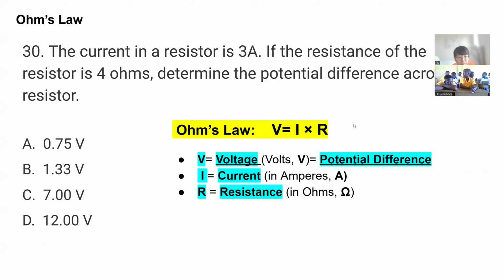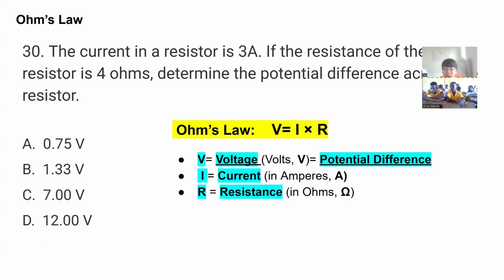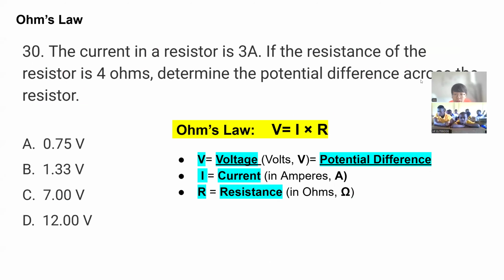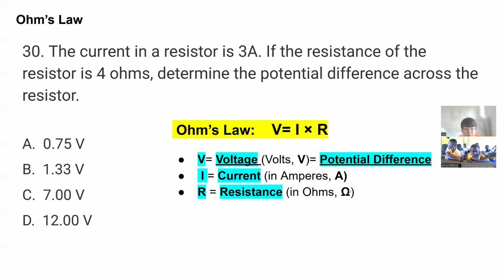Now we can look at the next topic, which is Ohm's law. I'm going to introduce you to the topic with a question. The current in a resistor is 3 amperes, and if the resistance of the resistor is 4 ohms, determine the potential difference across the resistor. Here we can use Ohm's law, which states that voltage equals current times resistance.